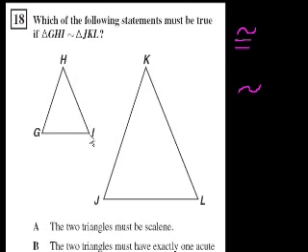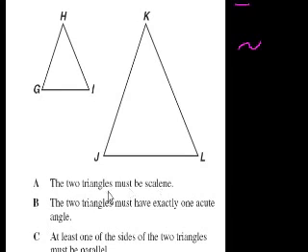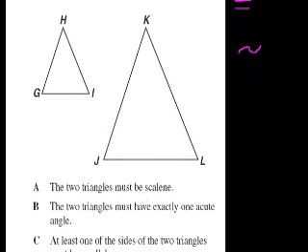So even before looking at the choices, that means that the ratio of all of the sides are the same, or all of the angles are the same. Let's see what they give us. The two triangles must be scaling. Now, you could have similar triangles that are isosceles or equilateral.